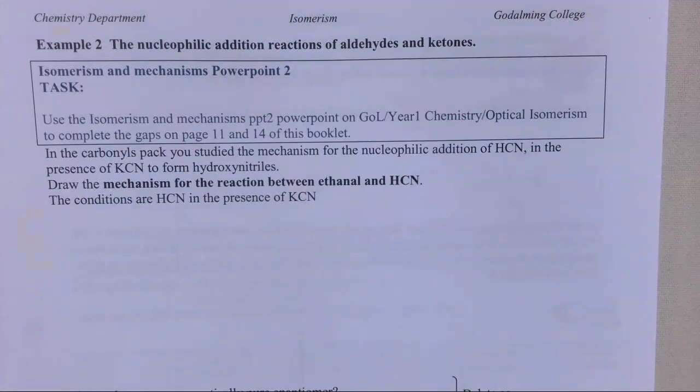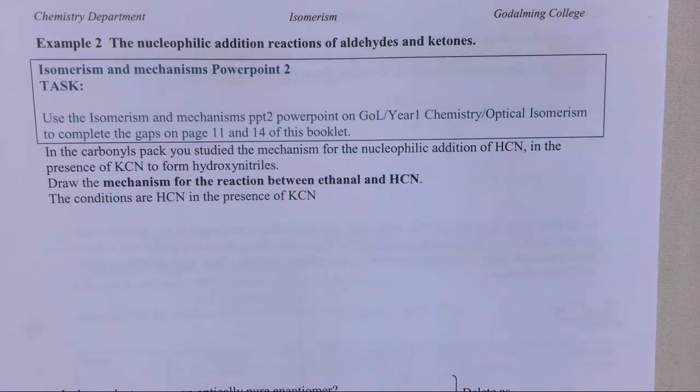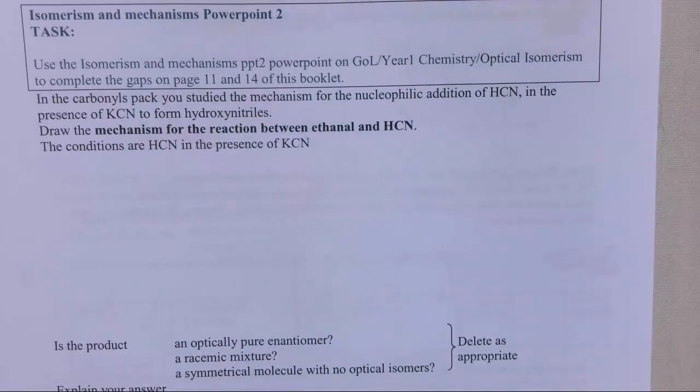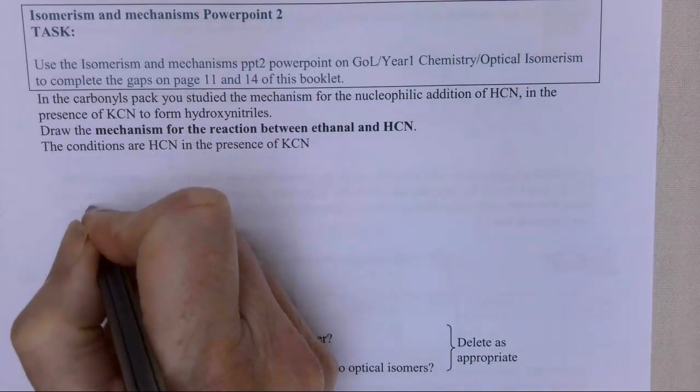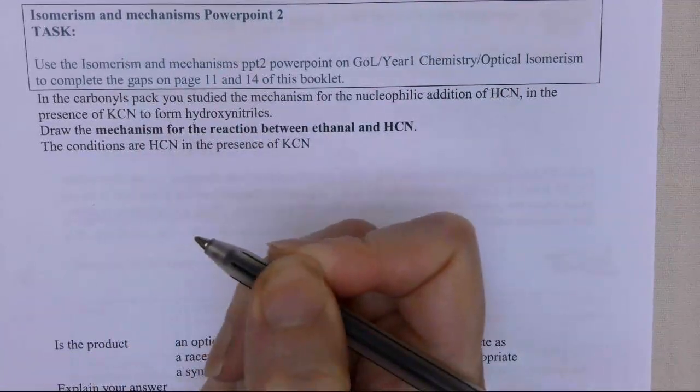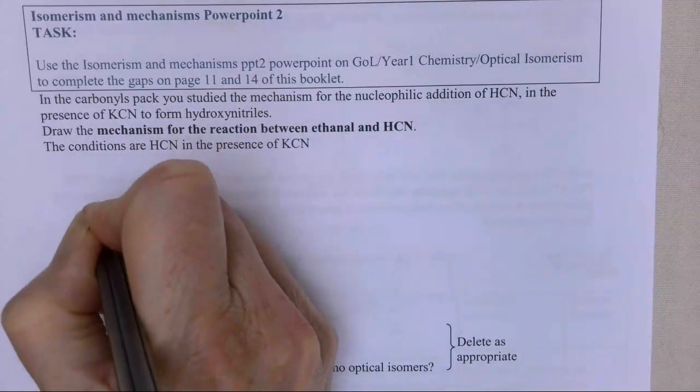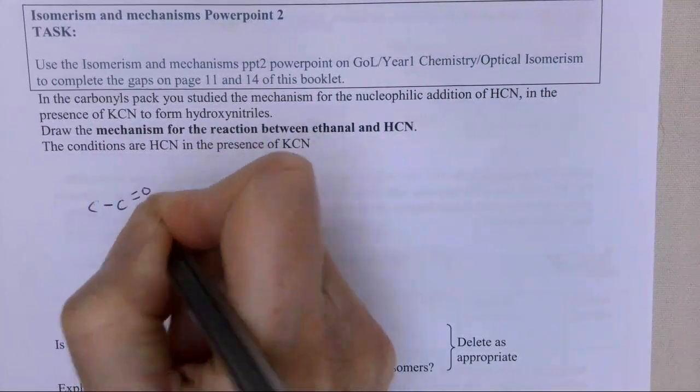Okay, so the second mechanism we're looking at is the one we looked at in the carbonyls notes, and this is the nucleophilic addition reaction of aldehydes and ketones with HCN in the presence of KCN. So again, we're thinking about how optical isomerism can help us in this mechanism. So we're going to look at the mechanism between ethanal and HCN. So it's hydrogen cyanide again in the presence of potassium cyanide. So I'm going to start with my ethanal molecule here.